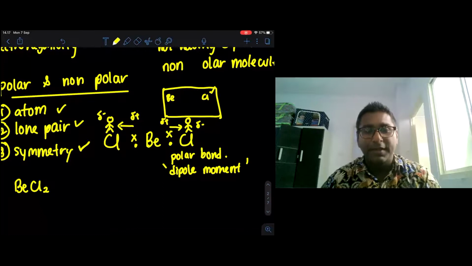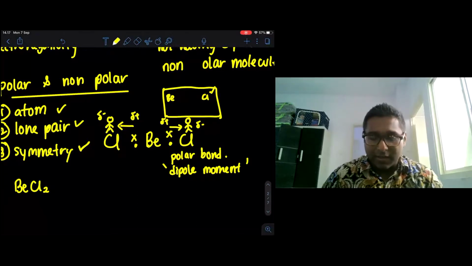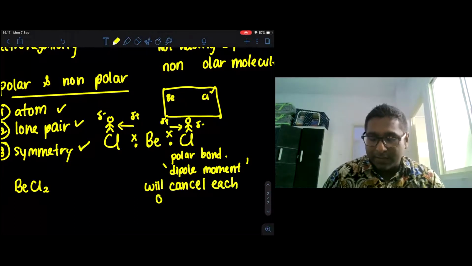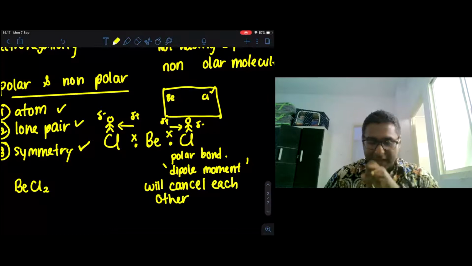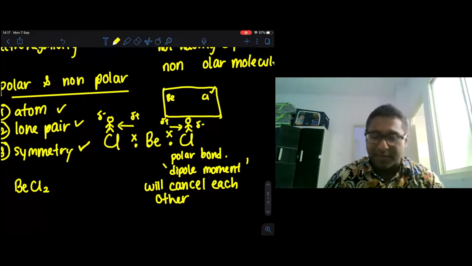So what happens over here is that the dipole moments in a symmetrical molecule will cancel each other. They will cancel each other, and this will only happen if they are in a symmetrical molecule. And what is the consequence of that?